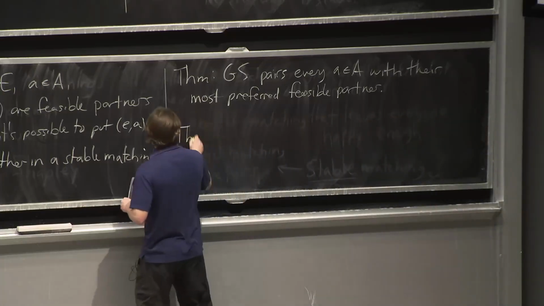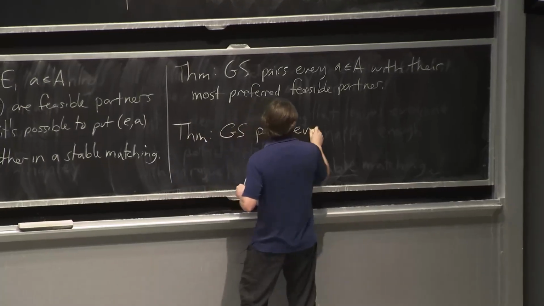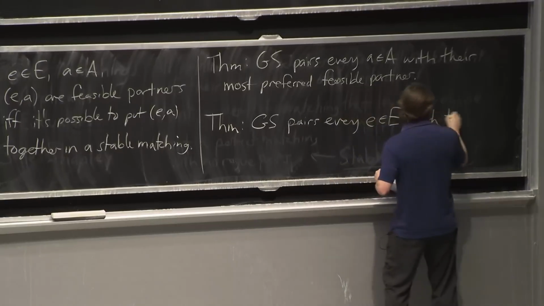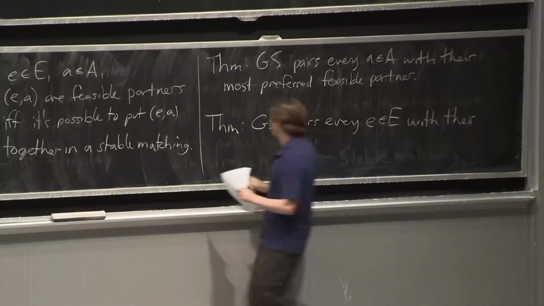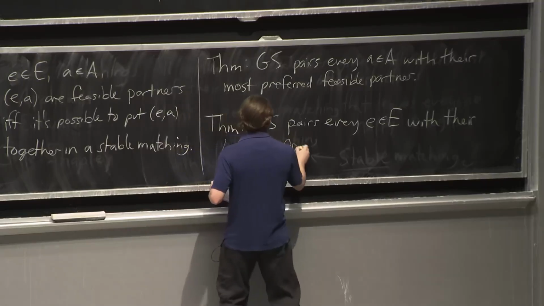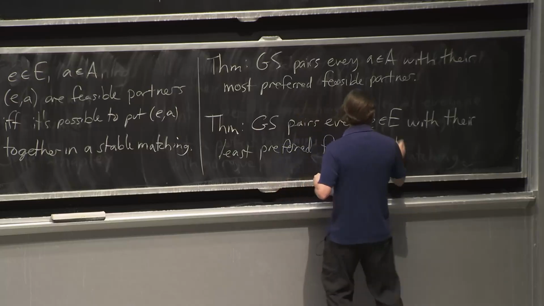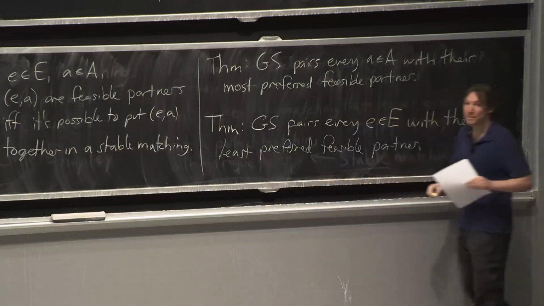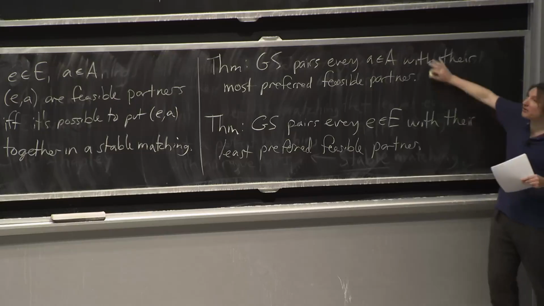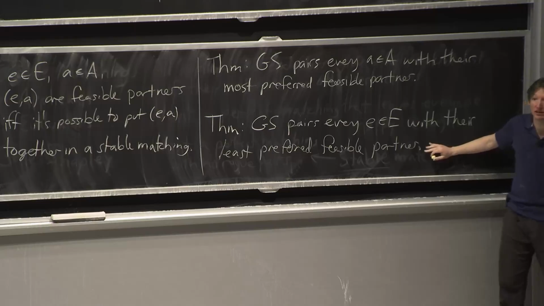And theorem. Gale-Shapley pairs every evaluator with their, this time, least preferred feasible partner. So exactly the same idea, but this time the evaluators, instead of coming out as best as they possibly can, they come out as worst as they possibly can.